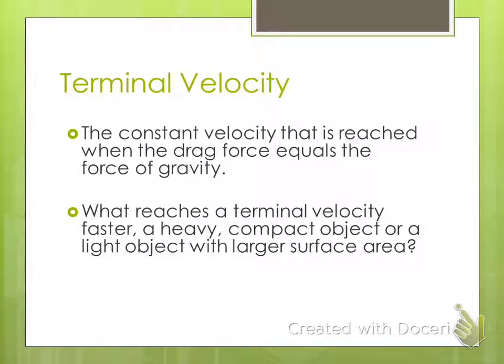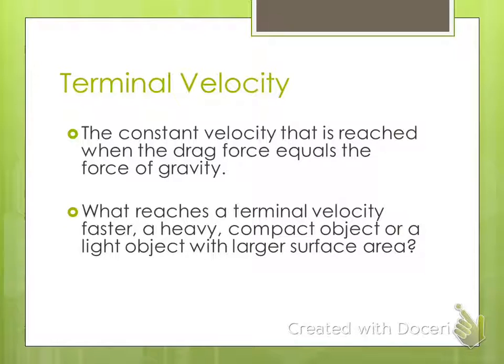Okay, so just think about this second question that's listed here. Which would reach terminal velocity faster? A heavy object that's compact or a light object that has a large surface area? How many of you think the first option, heavy and compact? They would hit the ground at the same time in a perfect world. Not if they don't have the same shape, sorry. Remember we watched that video, the mass of it doesn't matter, but the shape of it does.